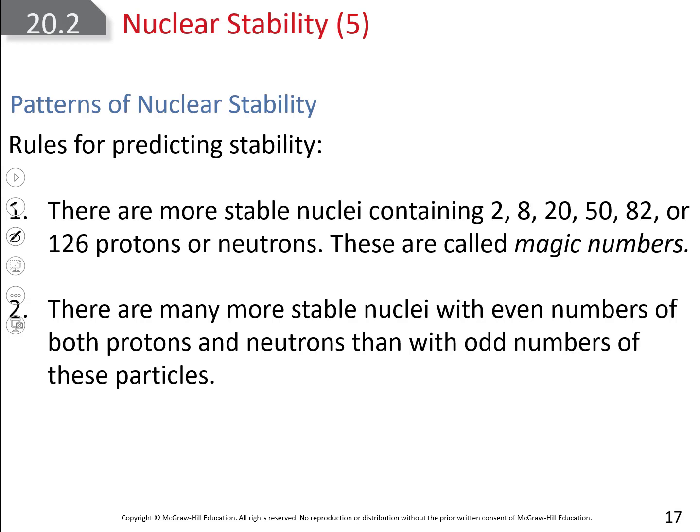After this, it becomes more of trends. Doesn't guarantee you're stable or not, but just tells you you're generally likely to be stable or unstable. So in general, if you have even numbers of both protons and neutrons, such as we saw in carbon-12, you are generally going to be stable. Whereas if you have odd numbers of protons and/or neutrons, you're more likely to be unstable. So stability is favored by even numbers.